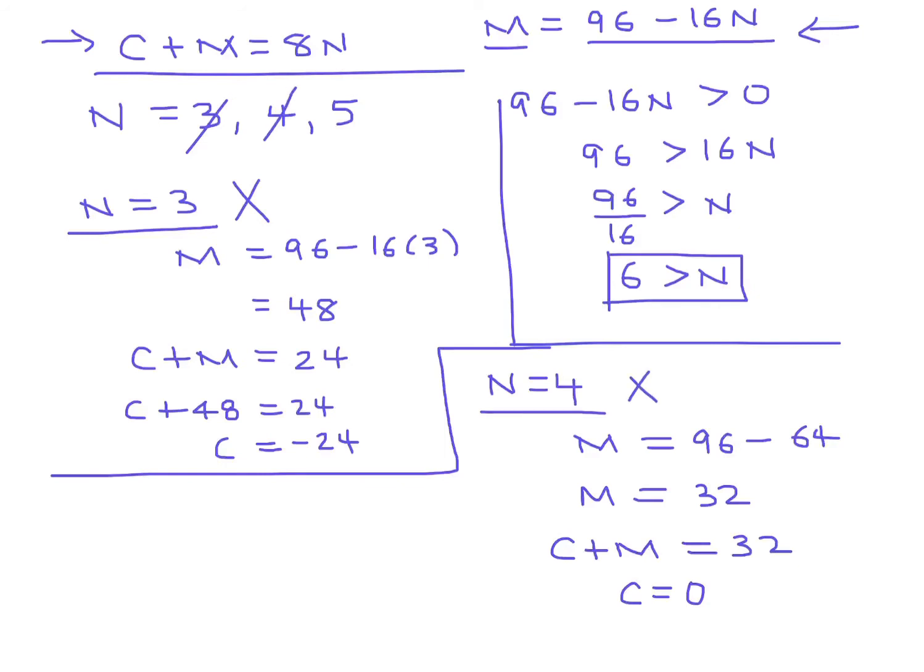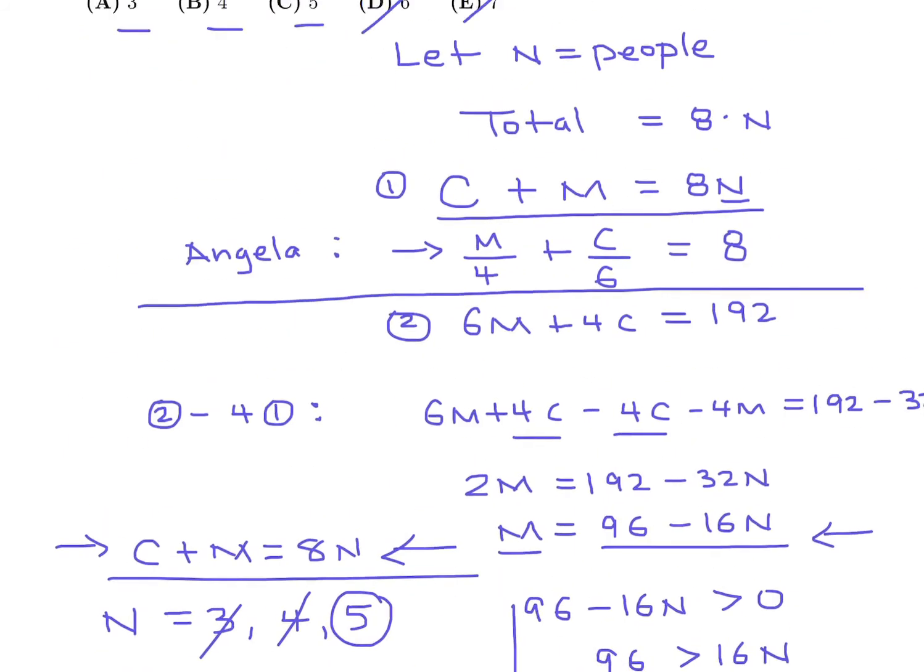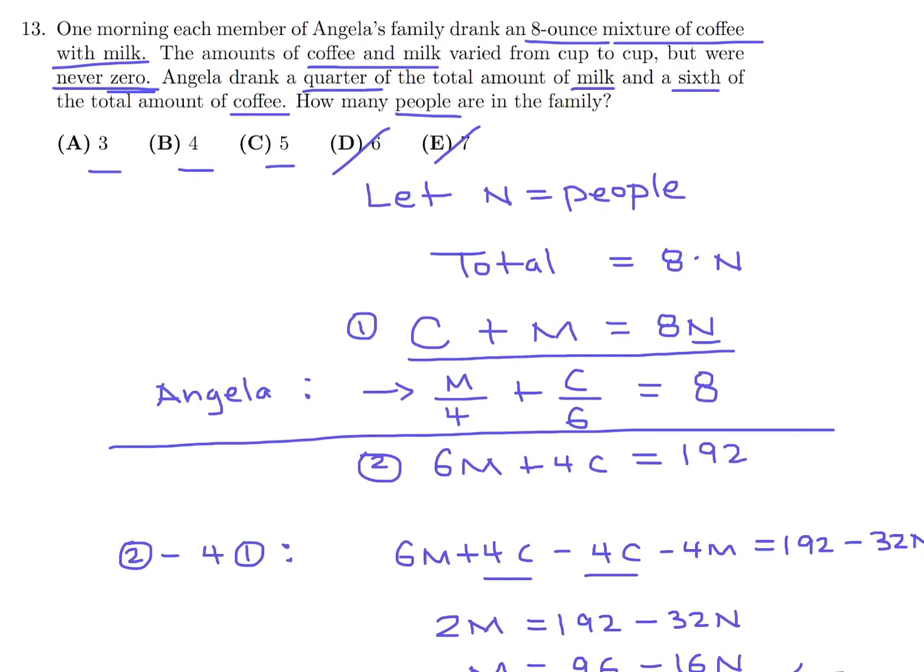So by process of elimination, the answer is 5. And you can, of course, plug N equals 5 back into here. M is equal to 96 minus 80, which is 16 for M. And if you use this equation, C plus M, which is 16, is equal to 40, and therefore C is equal to 24. And these work. So therefore, N is 5, and that would mean the number of people in the family is C.